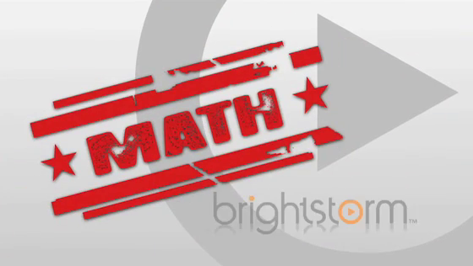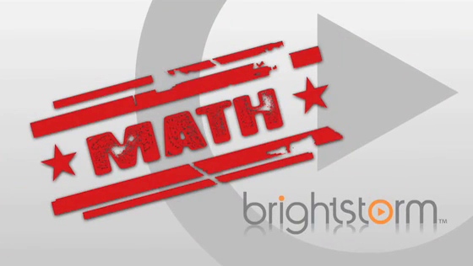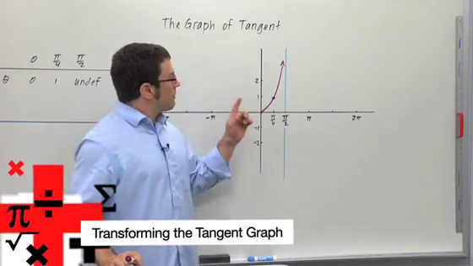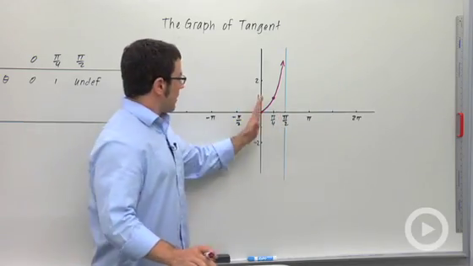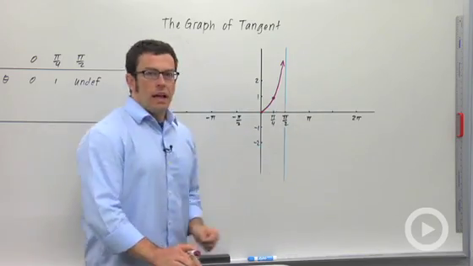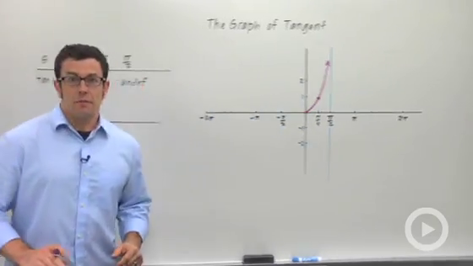In a previous episode, I graphed the tangent function between 0 and pi over 2. Now I want to extend that graph to the left and to the right. And I'm going to need some facts from before.